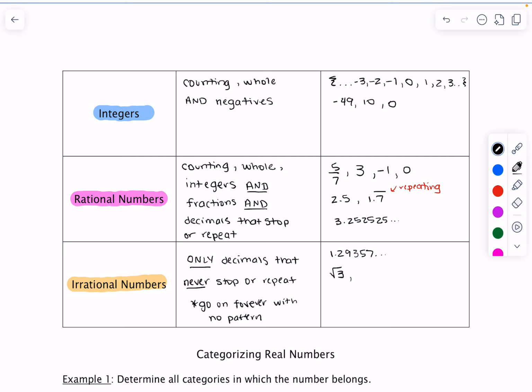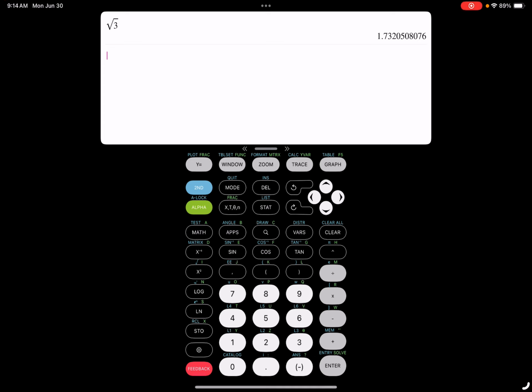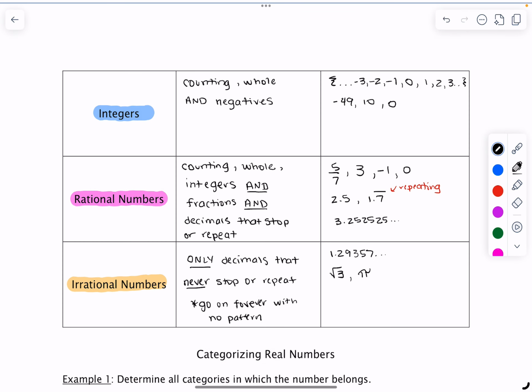Another great example of an irrational number is something like pi. Pi is typically 3.14 for a lot of math you've had. You just say 3.14. But really pi, if we type that into the calculator, is a decimal that won't repeat, won't stop. So if I hit the blue button again and hit the little tilde up, that's going to put pi into my calculator. If I hit enter, I get a similar type of decimal. I get 3.14159, etc. It doesn't stop, doesn't repeat, so that's an example of an irrational number.